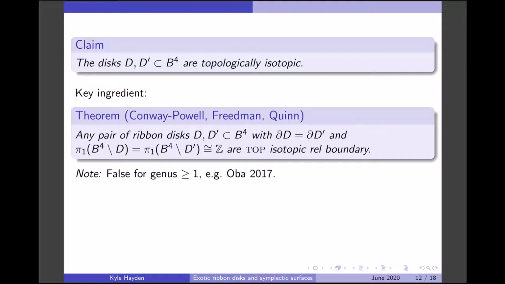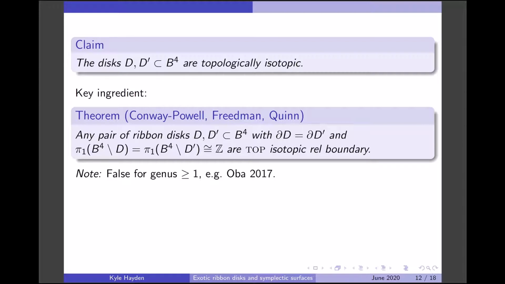And what this means is that when we want to look to constructing exotic surfaces of higher genus, we're not simply going to be able to make them have infinite cyclic fundamental group for their complements and be ribbon, but rather what we'll do is start with some ribbon disks that are exotic and then attach bands to increase the genus.